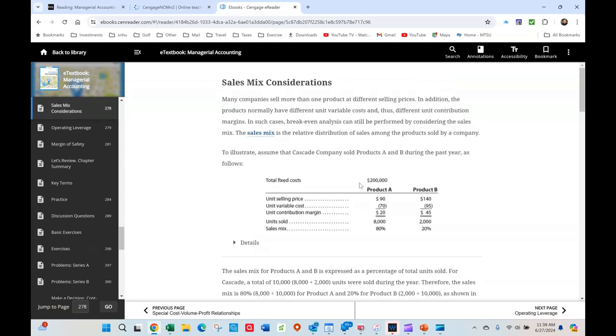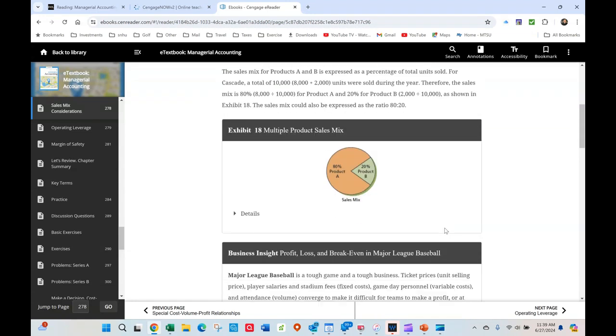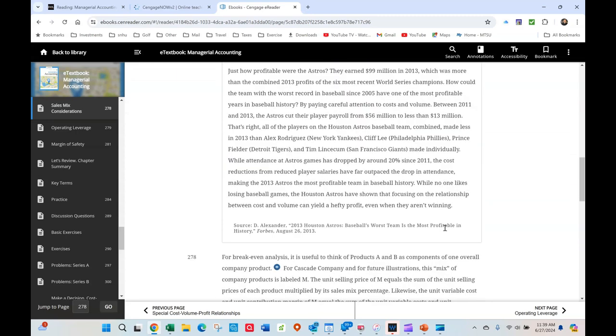Sales mix. Okay. In this case, you're going to look at the contribution margin for each product. And then you're going to look at the sales mix for each product. And that's going to help you determine what your break even is.